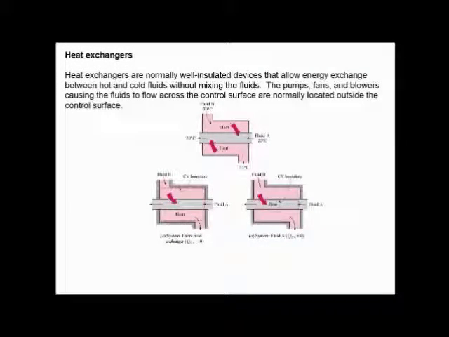Now another type of device, that is the heat exchanger. Heat exchangers are normally well insulated devices that allow heat exchange between hot and cold fluids without mixing the fluids. This is the main thing, that is, these fluids are not mixed with each other. They are well insulated, but there is some exchange of heat between them, like the pumps, fans, blowers, causing the fluids to flow through the control surface.